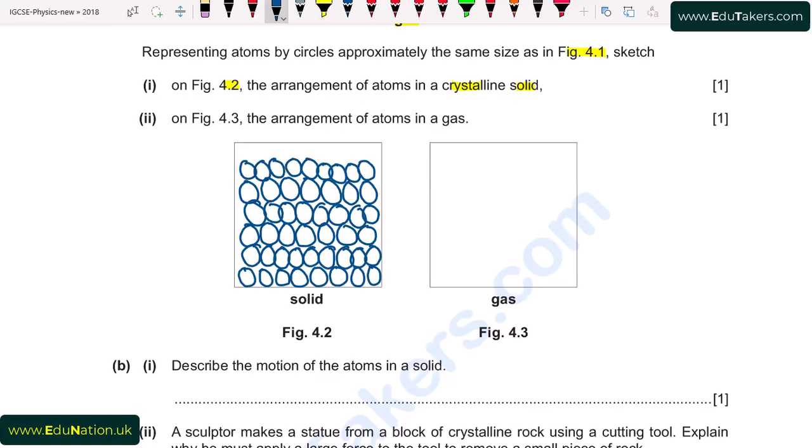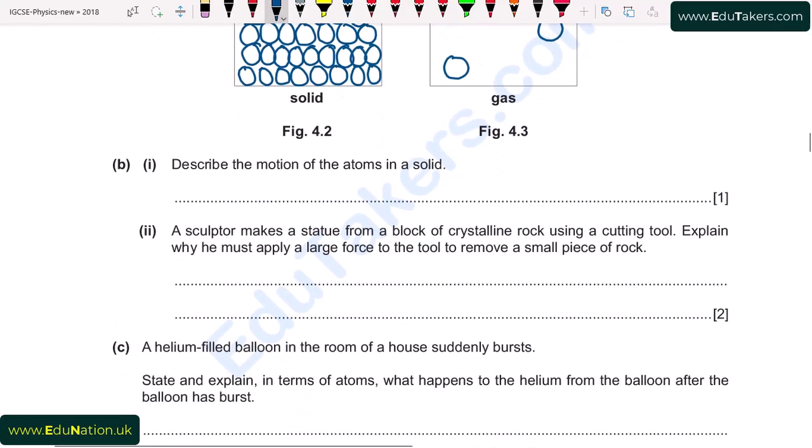So these are the arrangement of atoms in a crystalline solid. Part 2. On figure 4.3, the arrangement of atoms in a gas. And we know that in gas the molecules are very far apart from each other and the distance between them is very large. So it will be like this. If one atom is at this place, second one will be at this, and third one will be just like this. These are the atoms in gas.